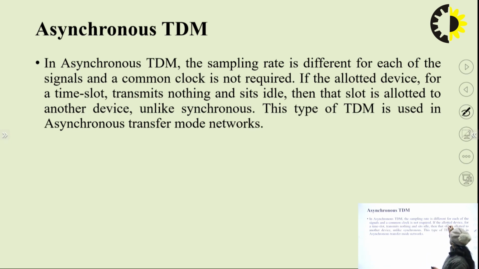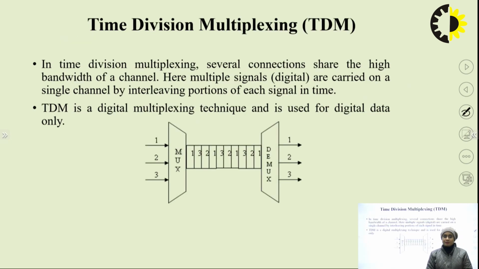If the allotted device for a time slot transmits nothing and sits idle, then that slot is allocated to another device, which is an advantage, right? Unlike synchronous. Hence, this type of TDM is used in asynchronous transfer mode networks. So, in TDM, several connections share similar bandwidth. Here, multiple signals are carried, right?